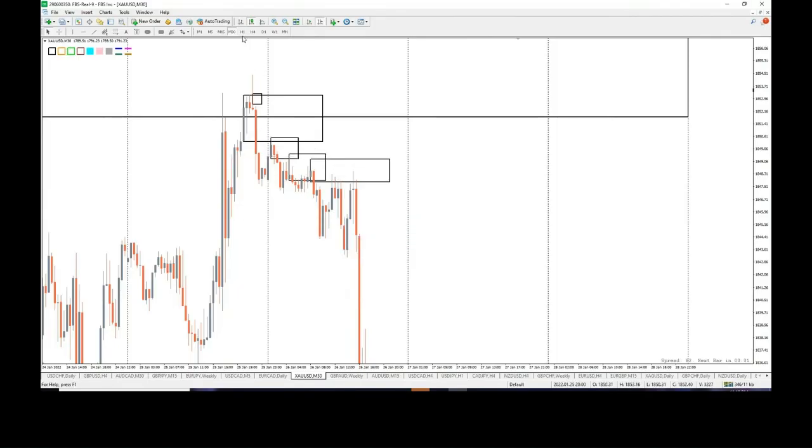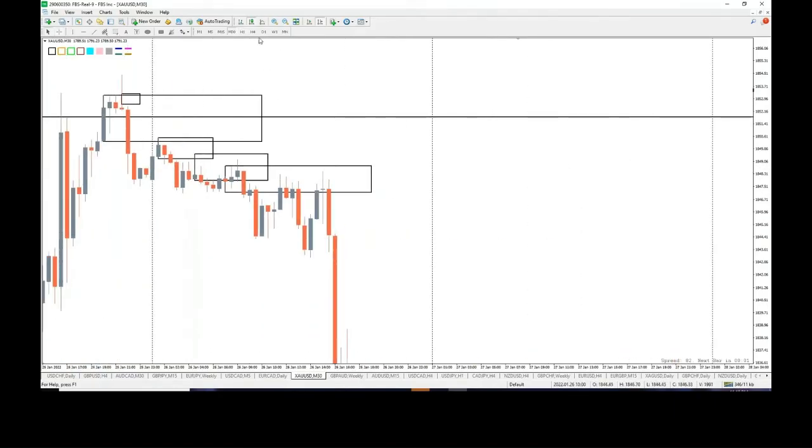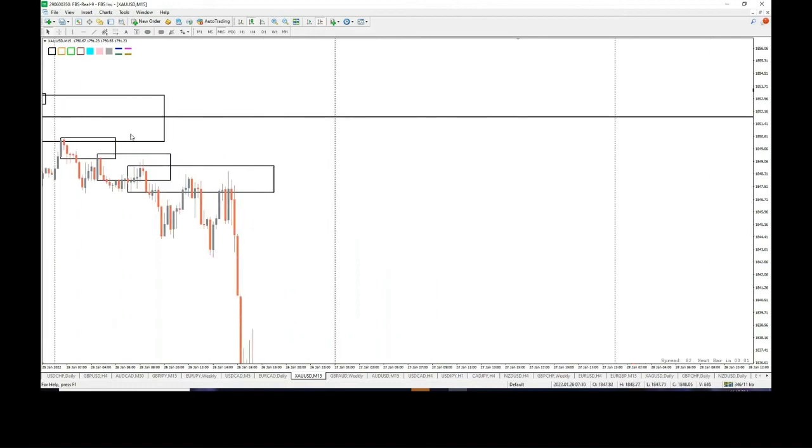If you want to make it easier, this is H1 zone, right? So when it goes inside here, we wait for M30 or M15 to make an engulfing sell. This is M5 and M1.